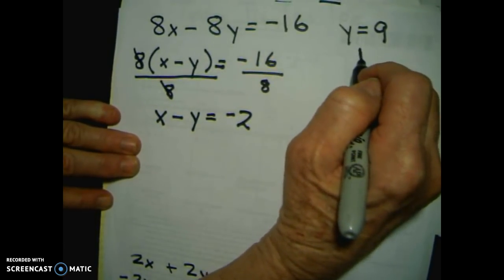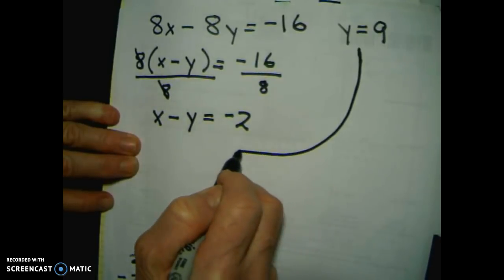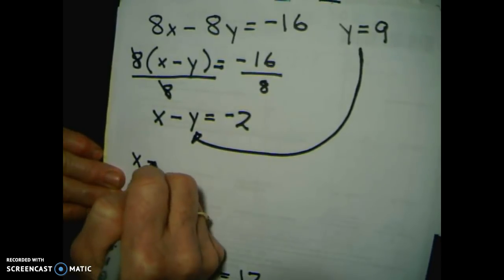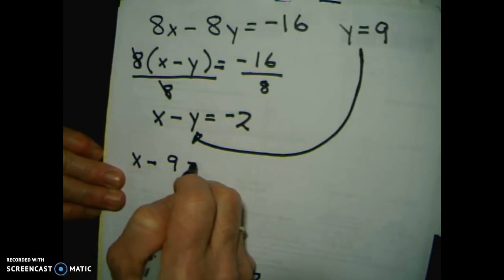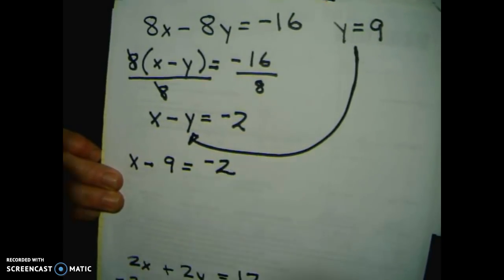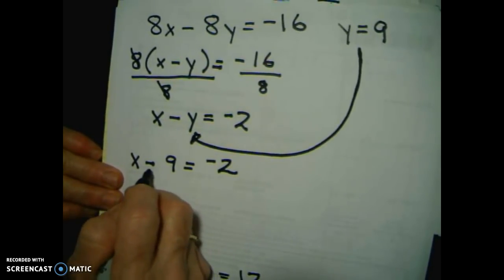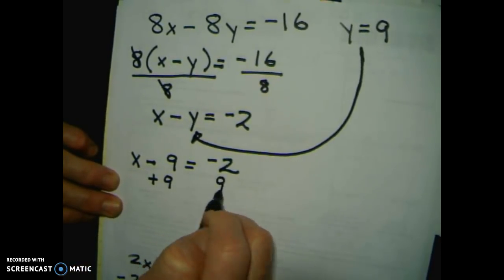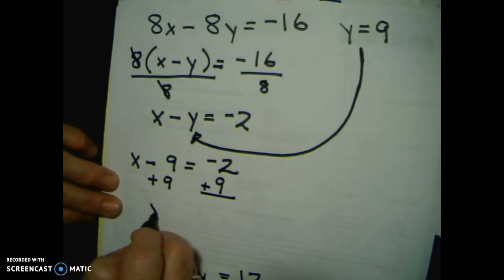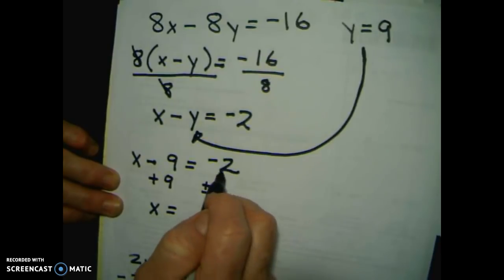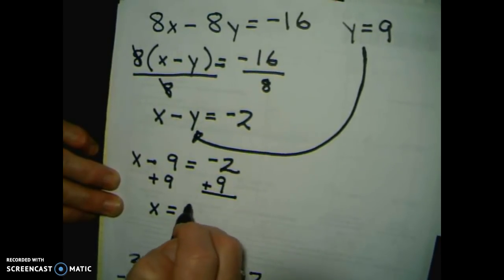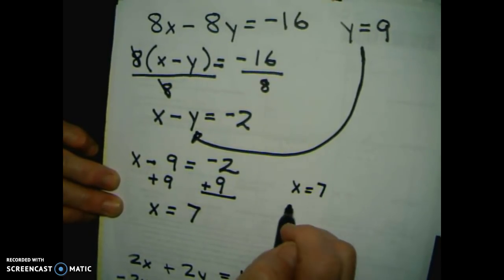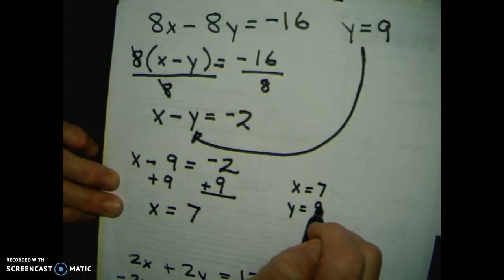They gave me y equals 9, so I'm substituting y in here. So x minus 9 equals negative 2. Now to get rid of my 9, the opposite of subtraction is addition, so I'm going to add 9 to both sides. And I get x equals 7, because negative 2 plus 9 is 7. So my point: x is 7, y is 9.